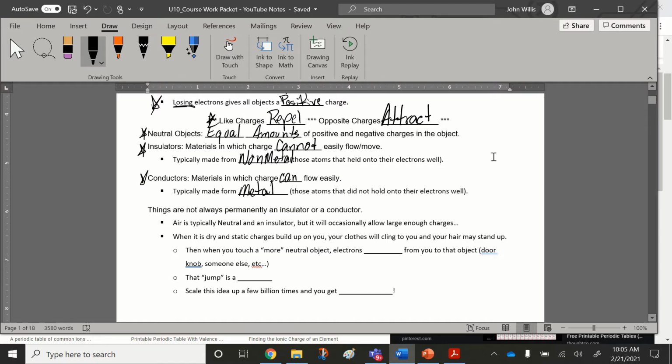Things don't always have to be permanent insulators and conductors. You remember you had metals in chemistry, you had non-metals in chemistry, and you had those weird metalloids, the things that sometimes acted like a metal and sometimes acted like a non-metal and were really weird to try and classify. There are examples of this, right? The air, the atmosphere that you're breathing right now is a good example of this.